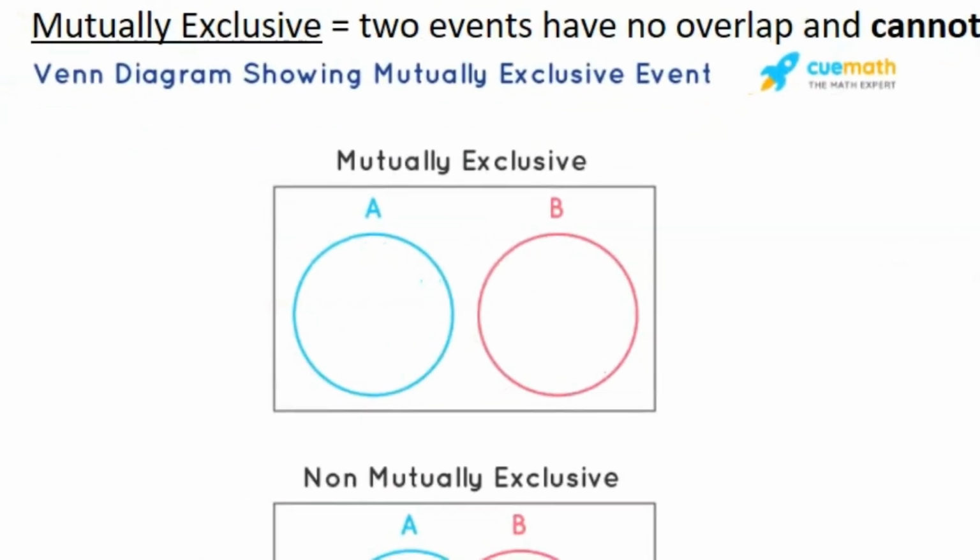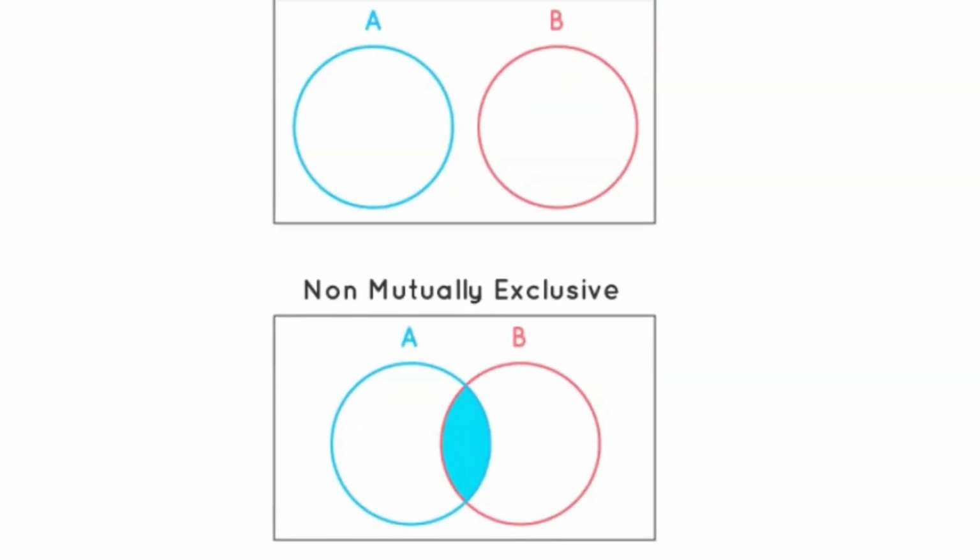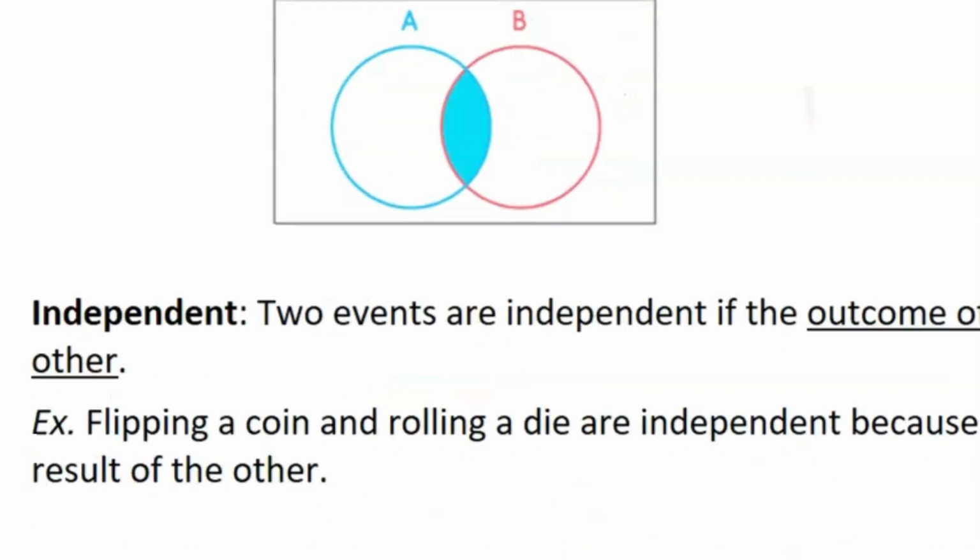So you can see here, this is a nice diagram. You have event A and event B, right? They're mutually exclusive because there's no overlap, right? They cannot occur at the same time. But if they're not mutually exclusive, they can occur at the same time. That's why there's the overlap in the Venn diagram.